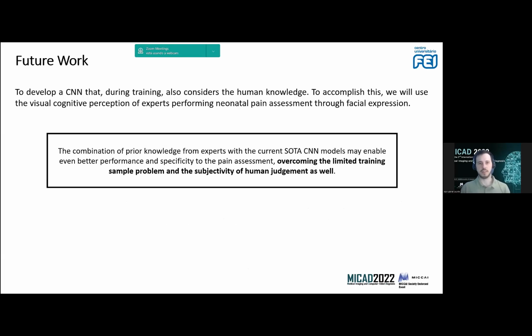And as future work, our ultimate goal is to develop a CNN that during training also considers human knowledge. To accomplish this, we will use the visual cognitive perception of experts performing neonatal pain assessment through facial expression. We believe that the combination of prior knowledge from experts with the current state-of-the-art CNN models may enable even better performance and specificity in the pain assessment, overcoming the limited training sample problem and the subjectivity of human judgment as well.